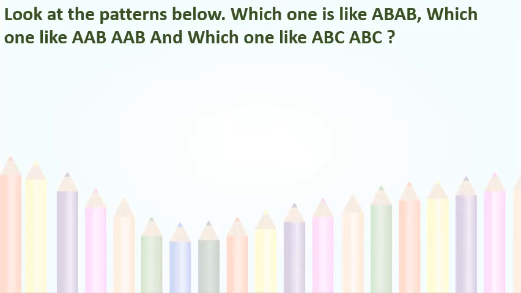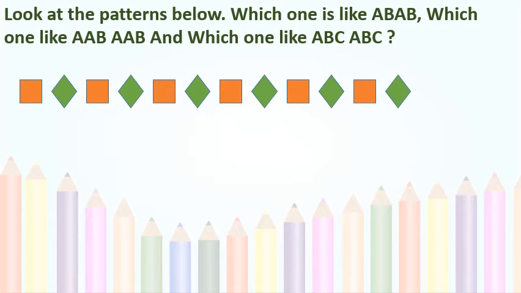Now look at the patterns below. Which one is like AB, AB? Which one is like AAB, AAB? And which one is like ABC, ABC? Okay, we will go through. See, this is the question. Please observe the pattern carefully. Now we have to identify this pattern. Is it like AB, AB, or AAB, AAB, or in the form of ABC, ABC?